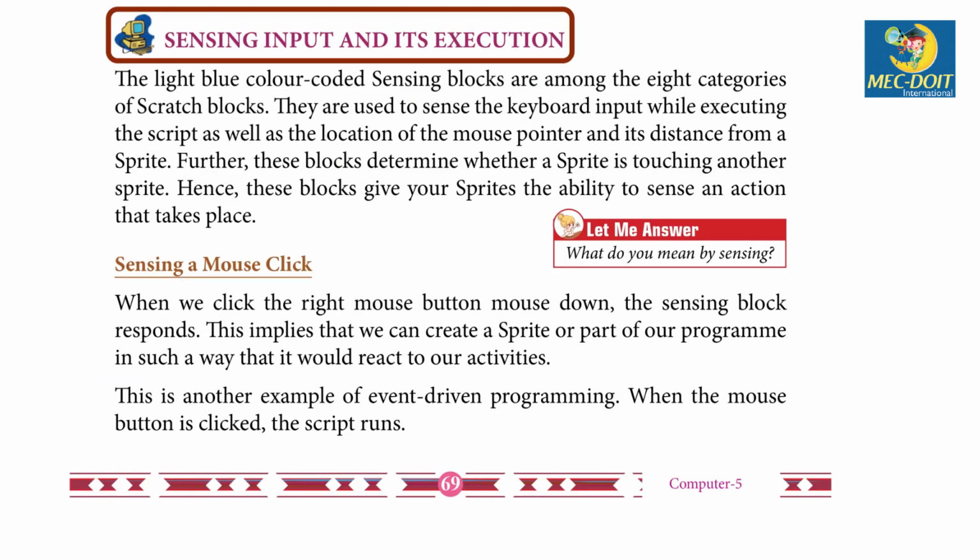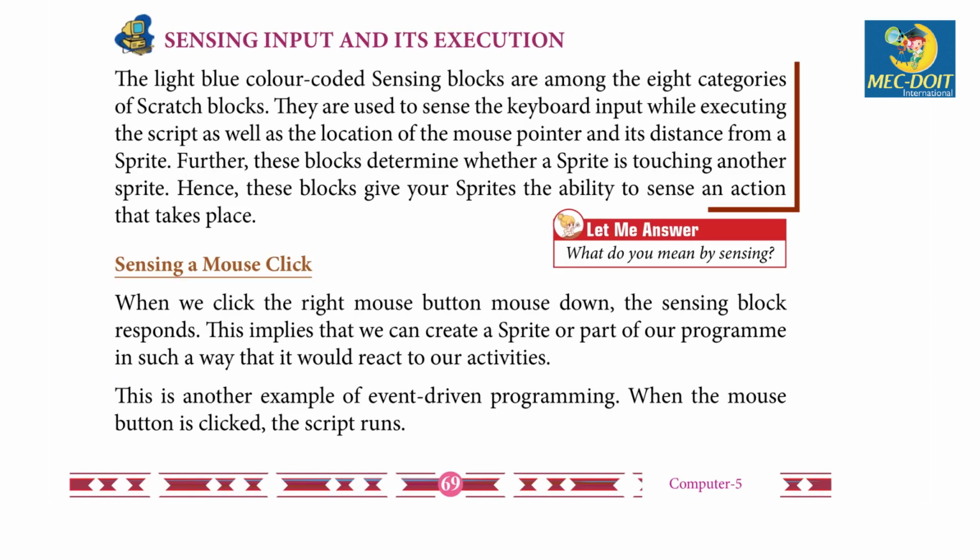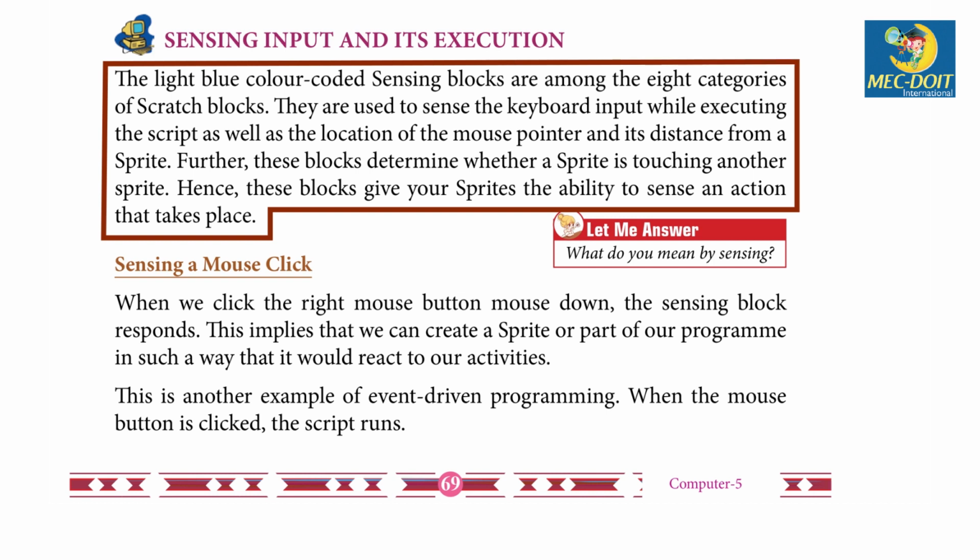Sensing input and its execution. The light blue color coded sensing blocks are among the 8 categories of Scratch blocks. They are used to sense the keyboard input while executing the script, as well as the location of the mouse pointer and its distance from the sprite. Further, these blocks determine whether a sprite is touching another sprite. Hence, these blocks give your sprites the ability to sense an action that takes place.